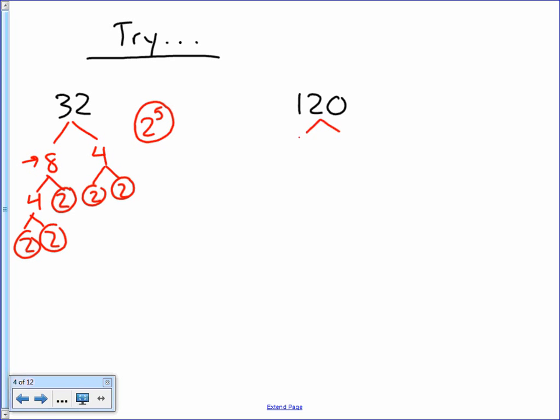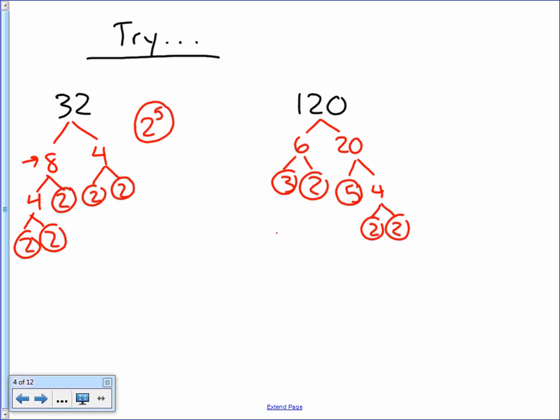120. How about we do 6 and 20? 6 times 20 will give me 120. I can break up 6 into 3 and 2, which are both prime. I can break up 20 into 5 and 4. 5 is prime. 4 is not, so I can break 4 up even more: 2 times 2, and those are both prime. How many 2s do I have? I have 1, 2, 3, so 2 to the third power, times 3, and then times 5. And that is my prime factorization.